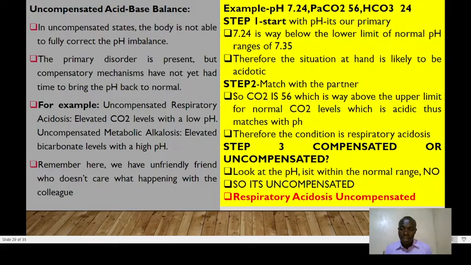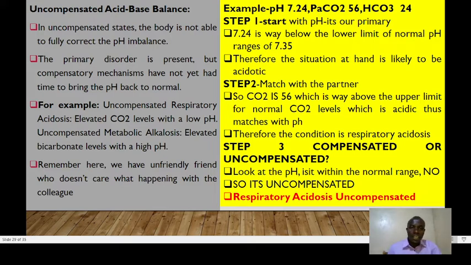So remember here, we have an unfriendly friend who does not care about what happens to the colleague. For example, look at this one: pH 7.24, partial pressure of carbon dioxide 56, hydrogen bicarbonate, the bicarbs, 24. So the first step, we said we are going to do what? The first step is we look at the pH, the primary. This is our primary.